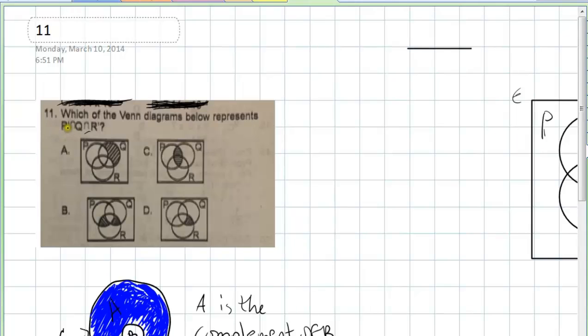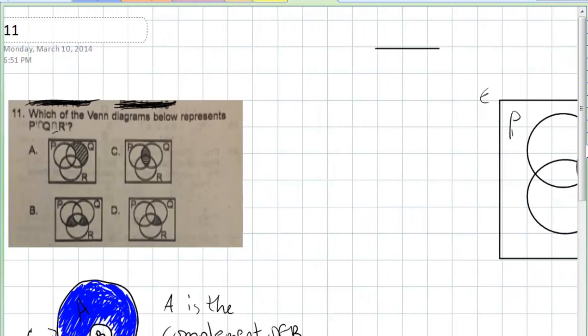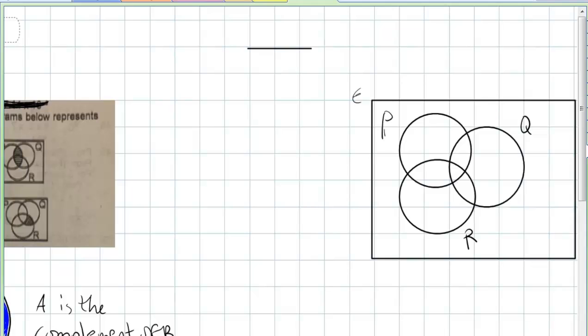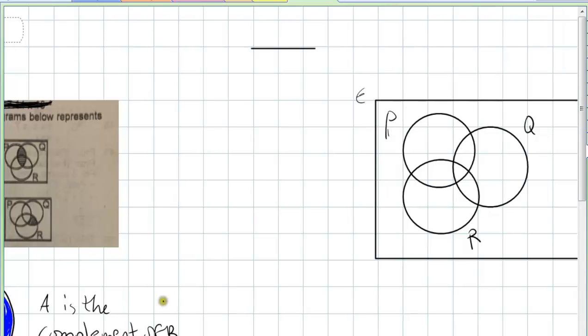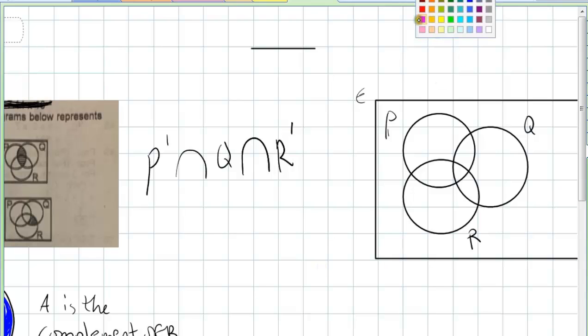So P prime intersection Q intersection R prime. Remember, intersection is more stringent. It's more strict on what we can include. You can only include the things that are common to all three, okay? So I've redrawn the picture over here, and we're looking for P prime intersection Q intersection R prime. I'm going to use color to help us see what's actually going on here.